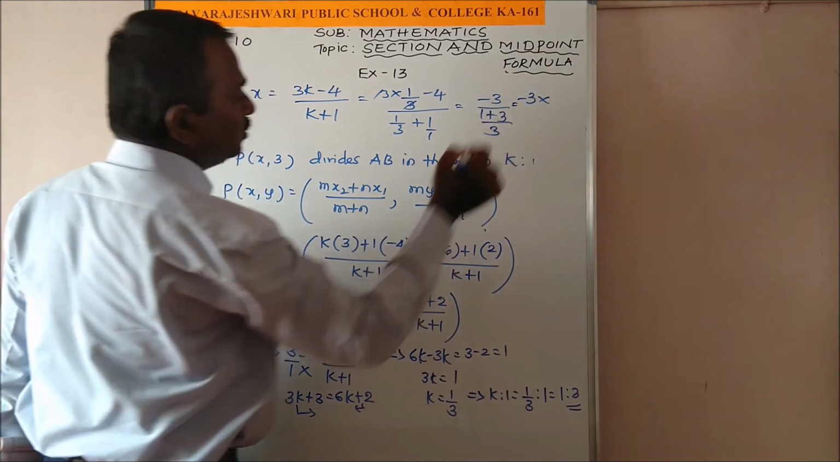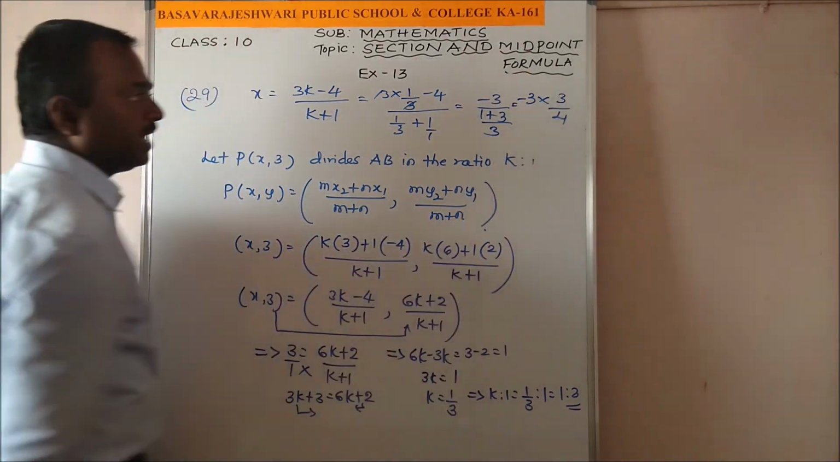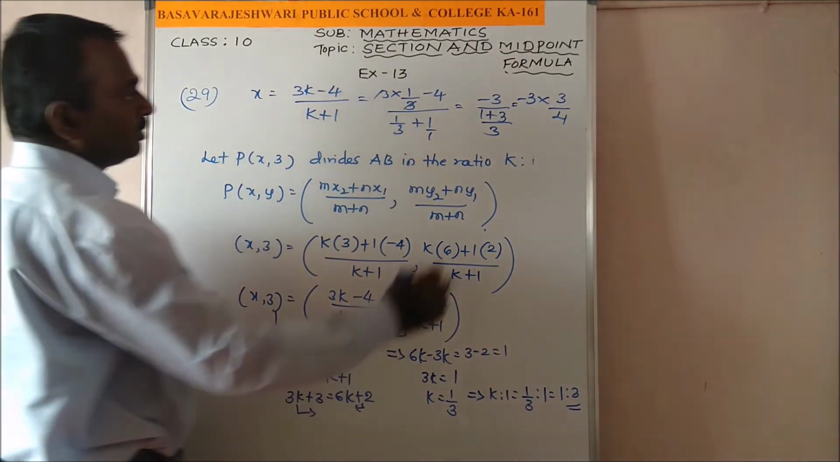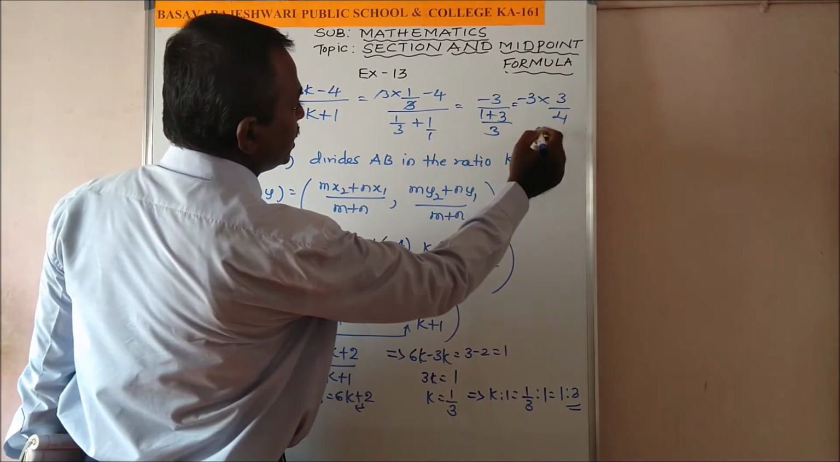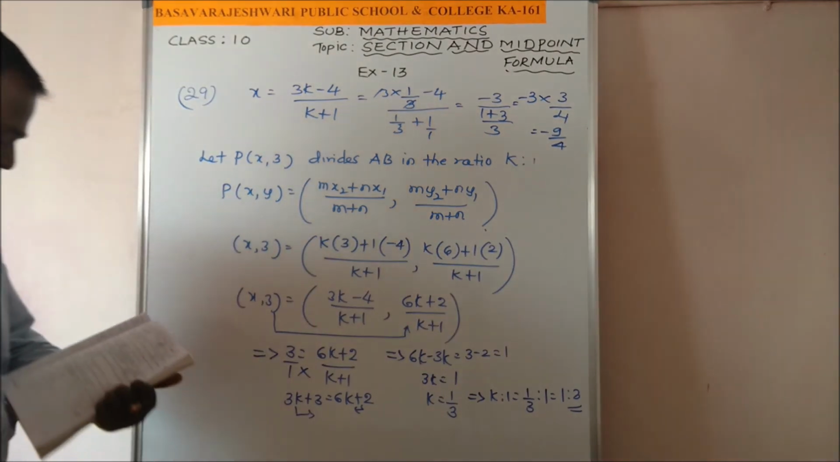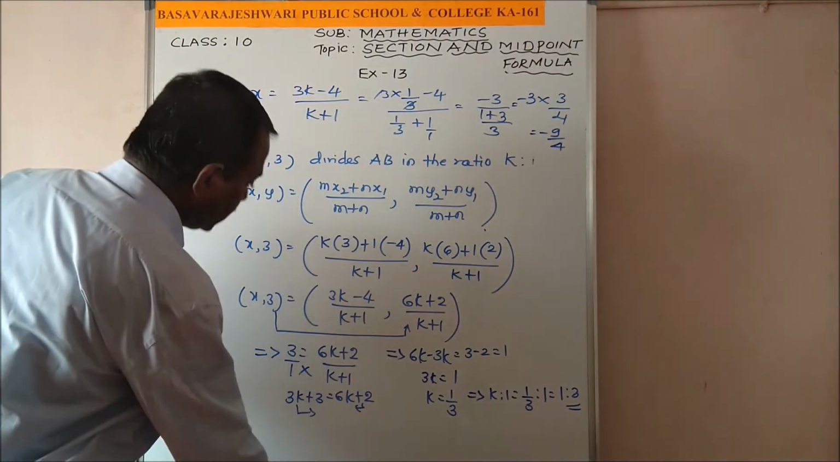So now what happens? Minus 3 into the reciprocal, that is 3 by 4. So minus 3 into 3 by 4. So what happens here? 3 3s are 9. Minus 9 by 4 is the x value. So understood now? The x value we got.